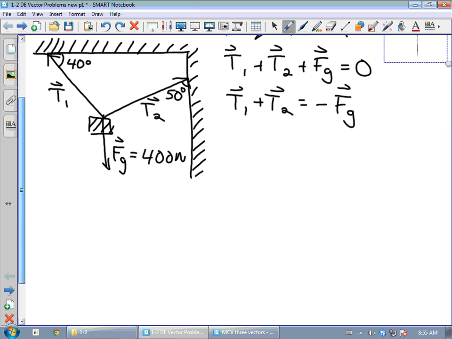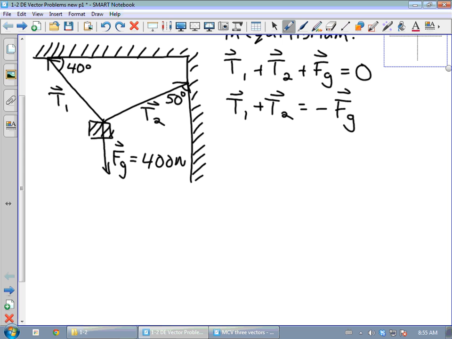So let's do that here. Let's take T1, which is a vector that looks like this, T2, which is a vector that looks like this. So T1, T2, we add these together, and we're going to get the opposite of Fg. So same vector with the same magnitude, just pointing in the opposite direction. So instead of pointing down, it's going to point up.